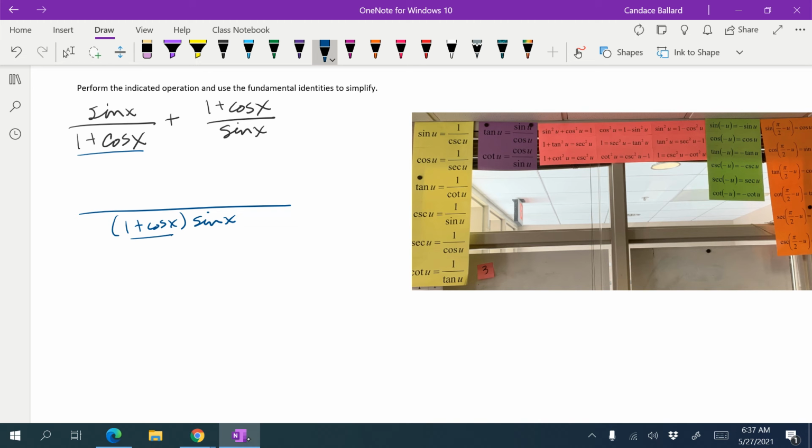So I notice I have 1 plus cosine x, so I'm going to multiply by sine x. And sine x times sine x would be sine squared x.